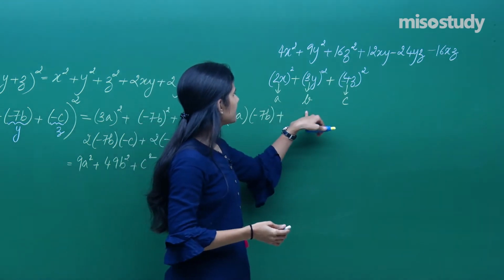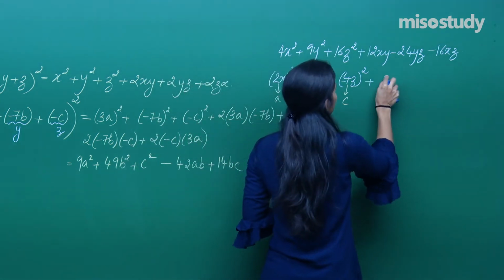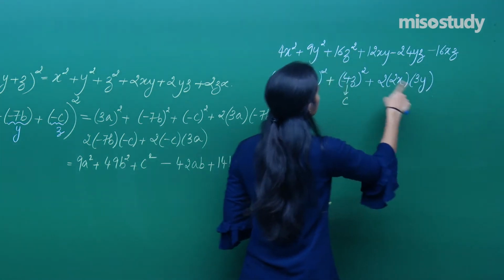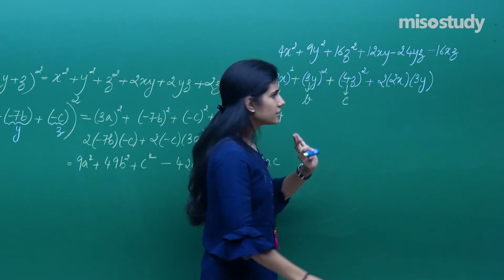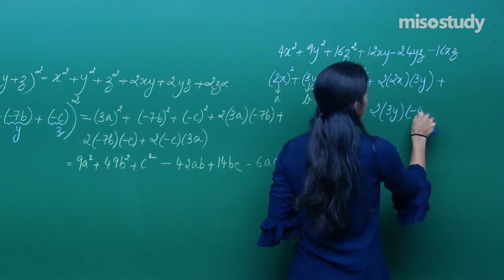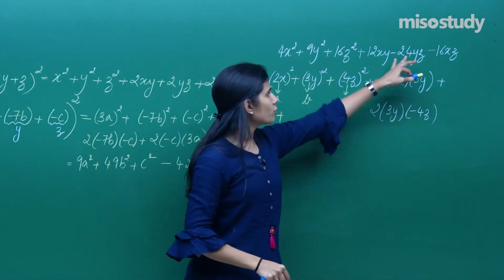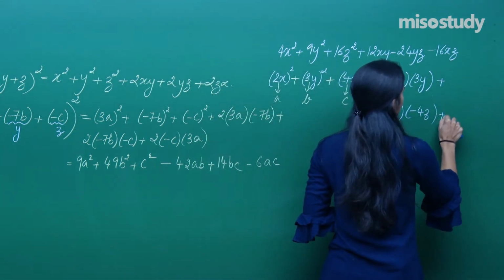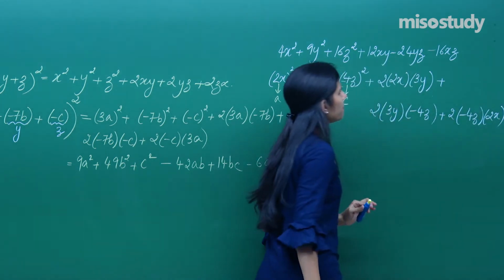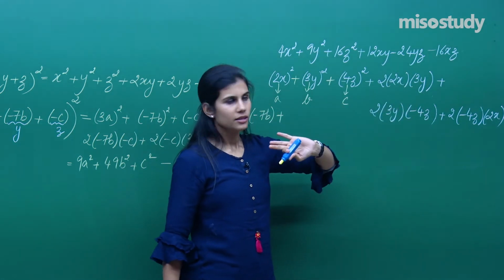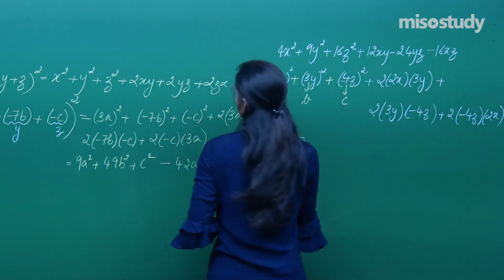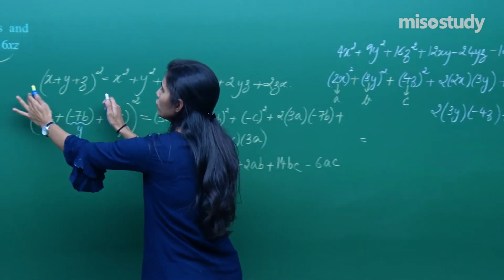Such that a square plus b square plus c square plus 2ab gives me 12xy, you can see that, plus 2bc gives me minus 24yz, you can see that, plus 2ca gives me minus 16xz. So I can write this expansion in this form, which is nothing but, from the right hand side, you have to move to the left hand side.